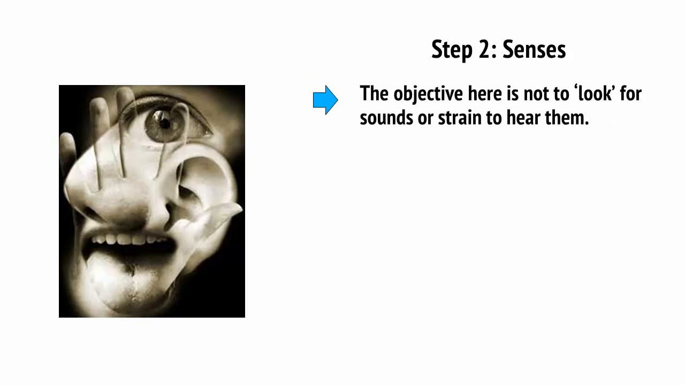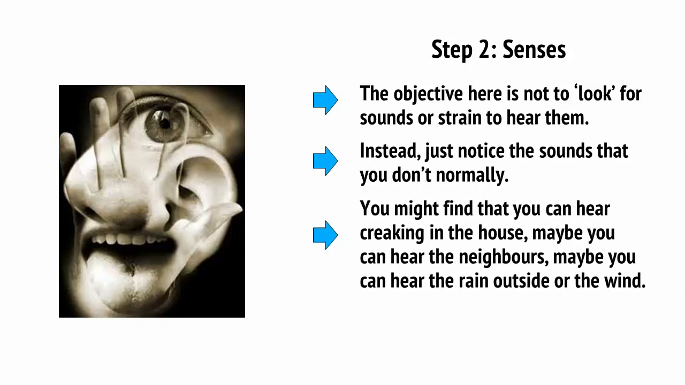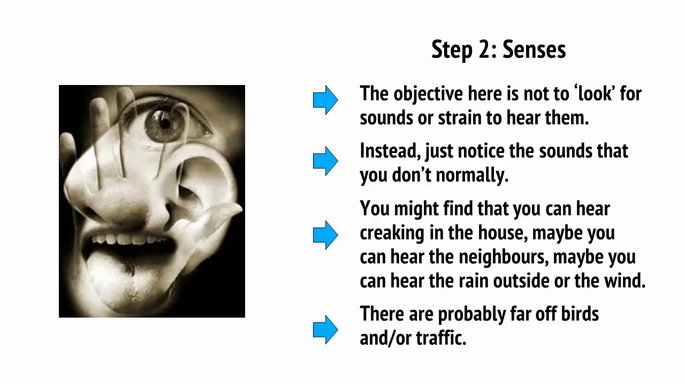Next, you're often told to focus on your physical senses. This means noticing the smells, sounds, and even the temperature around the room. Your eyes will normally be closed, so sight is ruled out of this one. The objective here is not to look for sounds or to strain to hear them. Instead, just notice the sounds that you don't normally. You might find that you can hear a creaking in the house, or maybe you can hear the neighbors, maybe you can hear the rain outside or the wind. There are probably far off birds and or traffic.